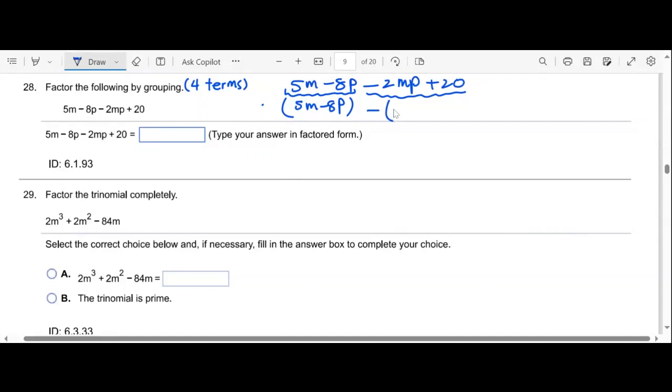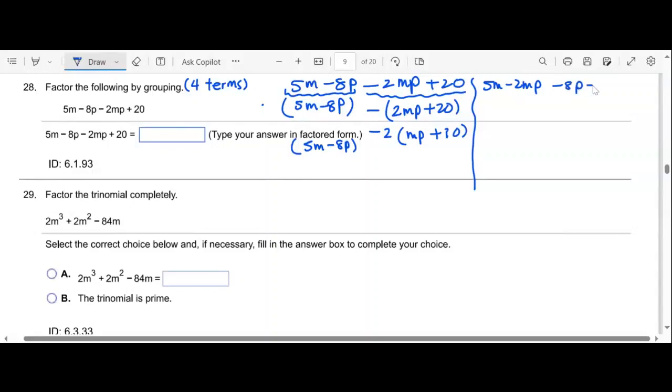Now, what about this one? They work out. The 2 here is common. So we take 2 outside, mb plus 10. But as you can see here, I have no common factor. So the first two and the last two doesn't work. So let's try another way. Let's take 5m and negative 2mb together and negative 8b plus 20 together. Take these two and these two together.